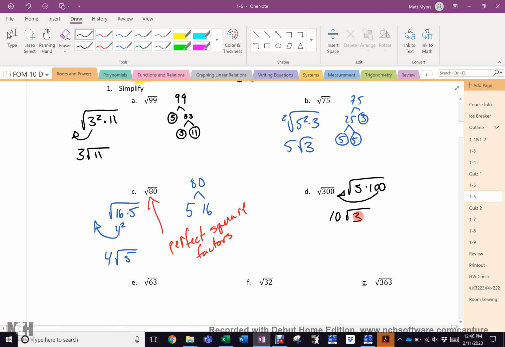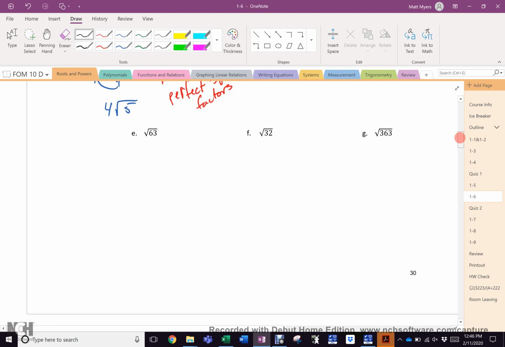Now, what if you're like, oh, Mr. Myers, I'm never going to memorize all those perfect squares. Does that matter? Of course not, because then you would just break it down the long way like we did for A and B. Everybody good? Yeah? So you do the last 3. Go.